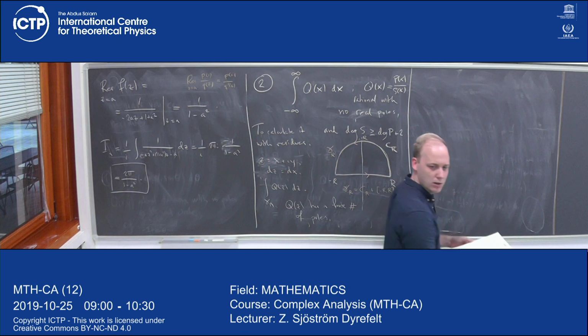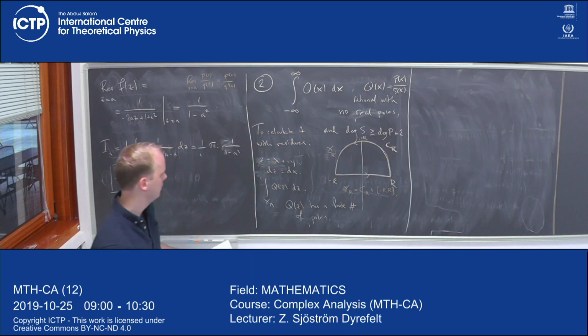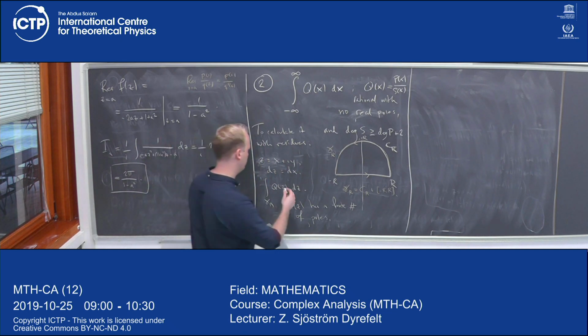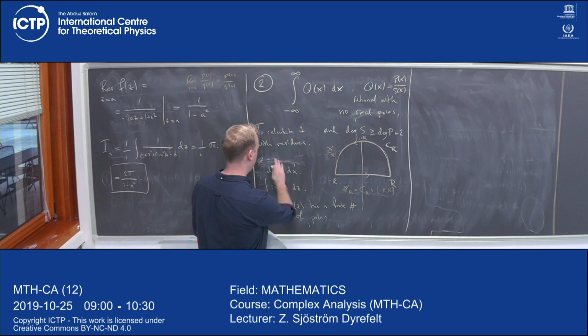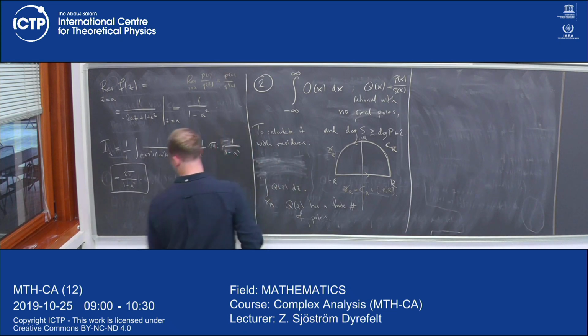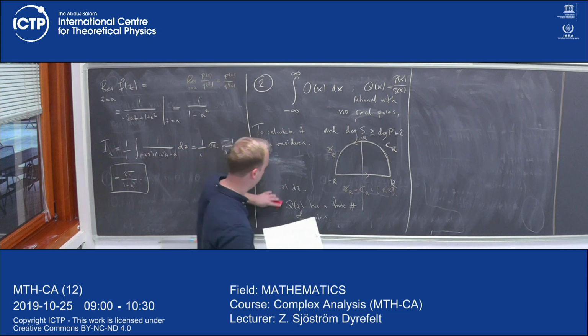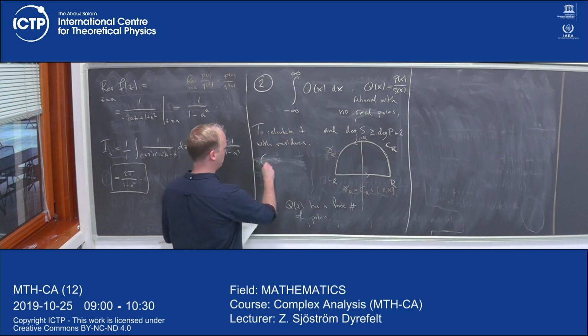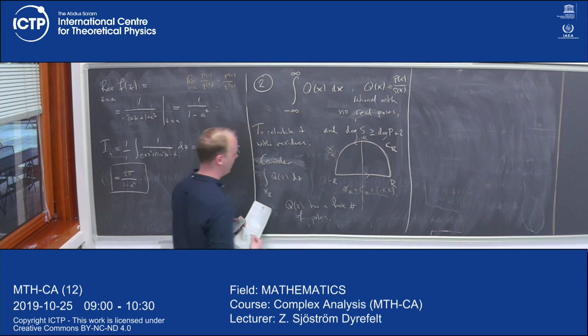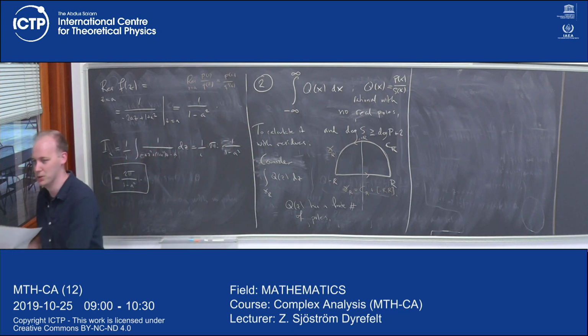Z is equal to X plus IY. And dz is equal to dx. Yeah, I mean, you see what I mean. You consider, let me just put it like this, where you have replaced every x by z. Let me put it just that way.